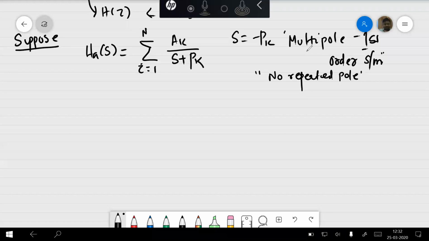I am not telling that it is not 0, it may be 0. I am telling it has no repeated poles. This pk can be 0. Pk can be -1. Pk can be -2. Pk can be -0.5.